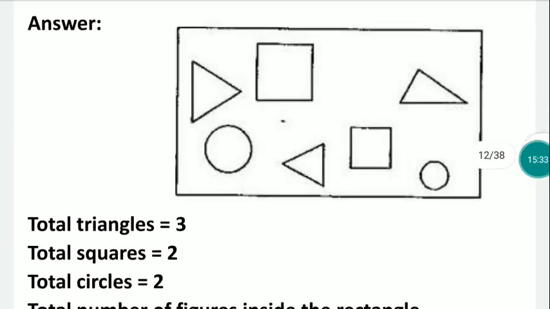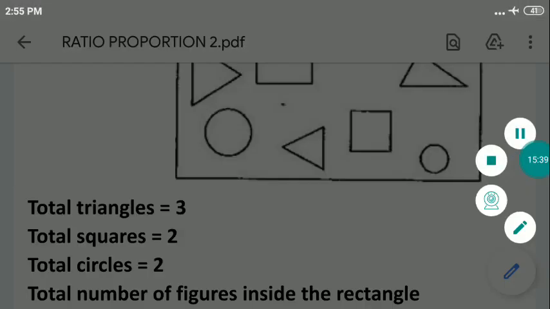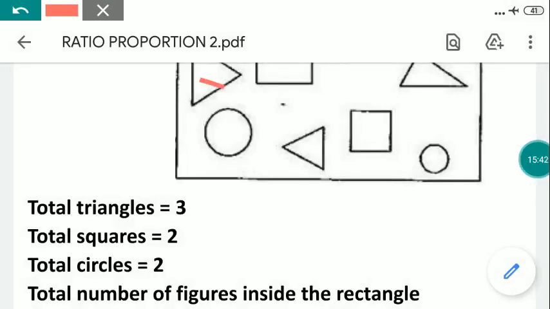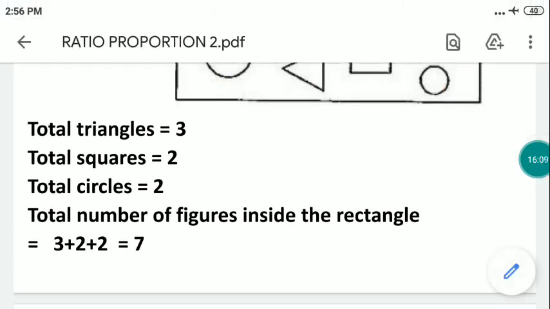First, in the figure inside that rectangle, how many triangles are there? This first, second and third. Total triangles are 3. Total squares, this one and this one. Total squares are 2. Total circles, this first one and this is the second one. Total circles are 2. And how many figures are inside that rectangle? First, second, third, 4, 5, 6, 7. So the total number of figures inside the rectangle is 3 plus 2 plus 2, which is equal to 7. First we write this down.